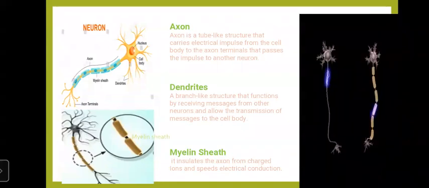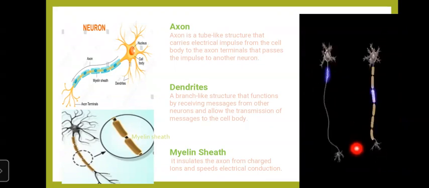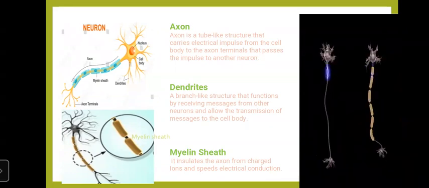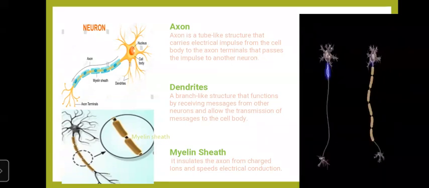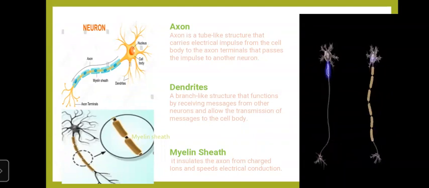As you can see in this GIF, see the movement of the impulse. This is the impulse. It is passing. See, here it is going slowly, but here it is going very rapidly down. So that is the difference. The presence of the myelin sheath increases the speed of the impulse passing from one neuron to the other neuron, and it also forms a protective covering around the axon.